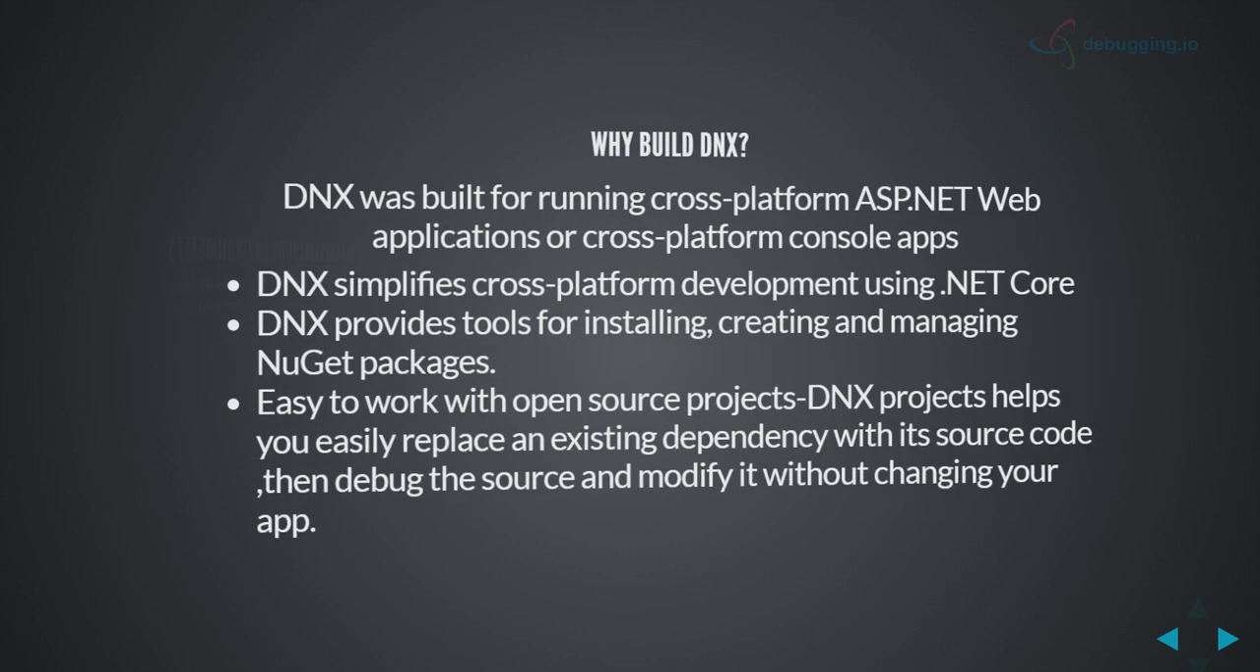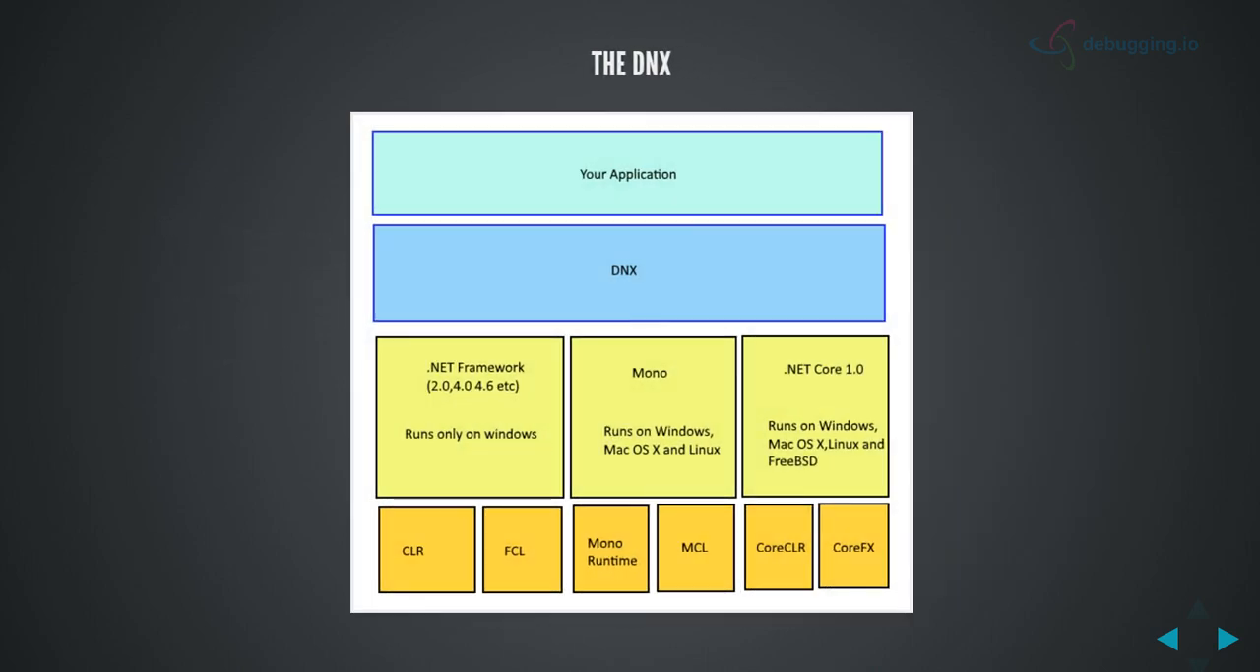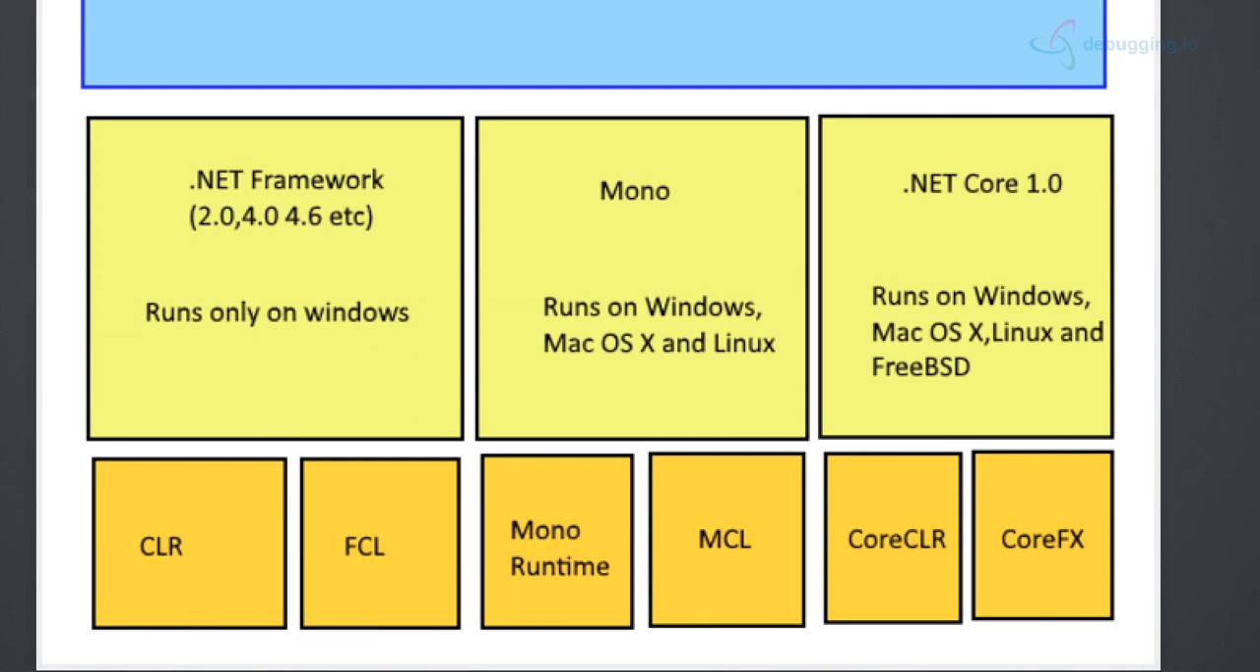DNX simplifies cross-platform development. Let's see how it does that. We have different versions of .NET Framework here, and you can see that we have .NET Framework, Mono, and .NET Core, three versions as of now. When you write your simplest console application, the same code can run on each of these, and each of these flavors is available on different versions of OSs and platforms.